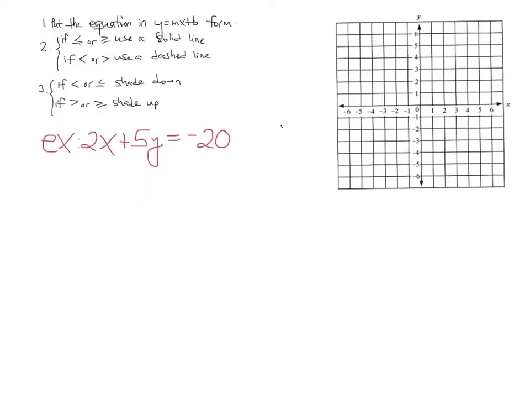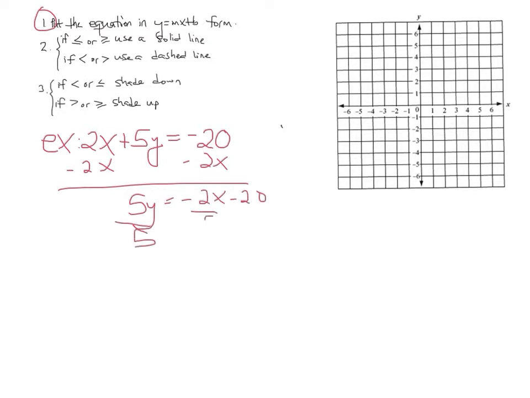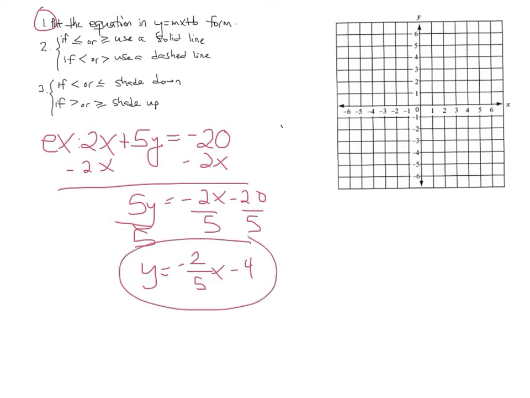Okay, algebra scholars, here in this second example, we'll have to do some work on step 1, where the equation is not in y equals mx plus b form. So we're going to subtract 2x from both sides and get 5y equals negative 2x minus 20. Divide by 5, divide by 5, divide by 5. Y equals negative 2/5 x minus 4.